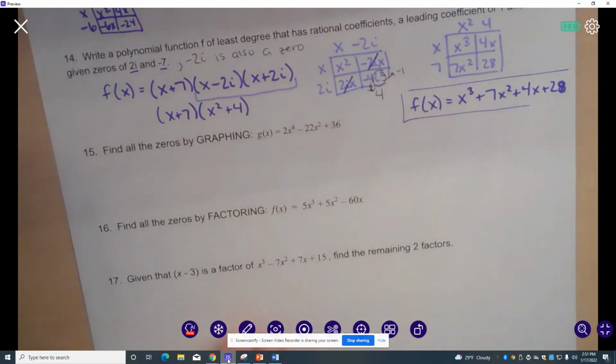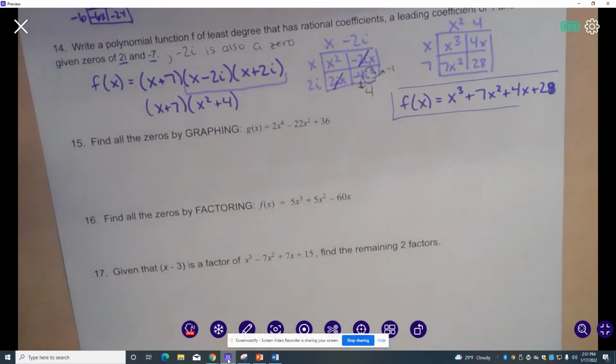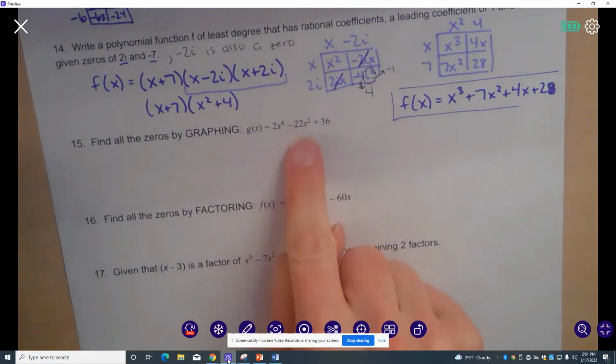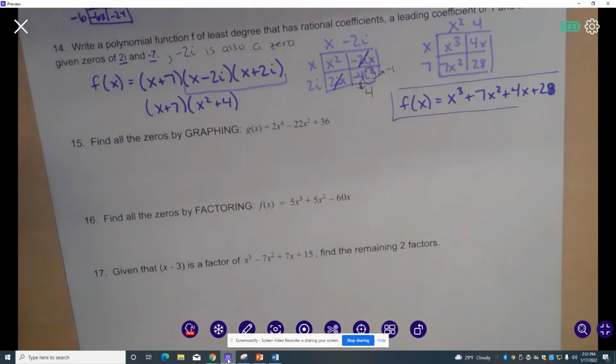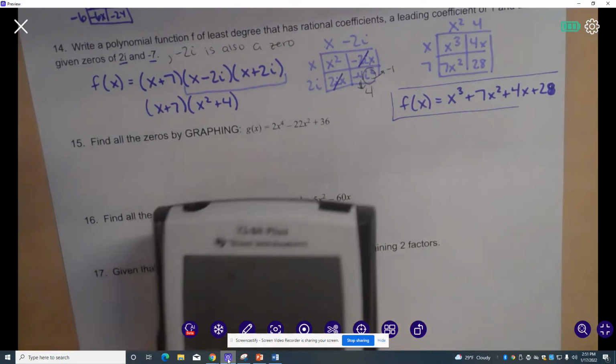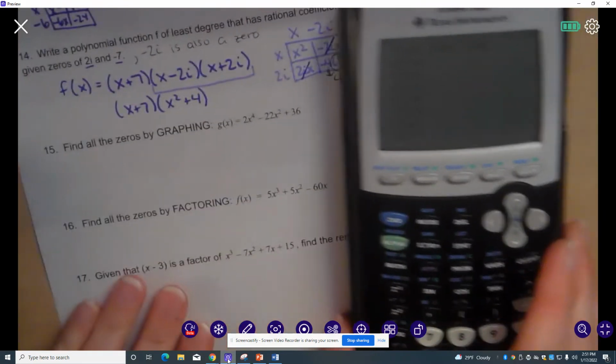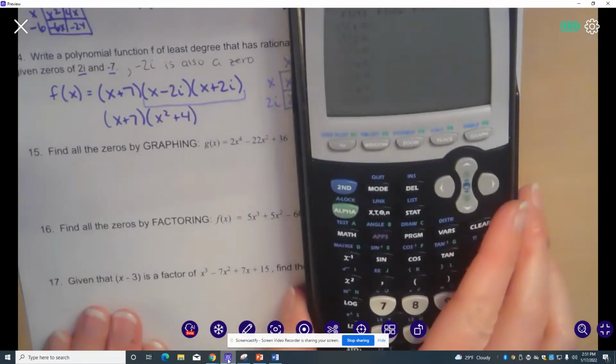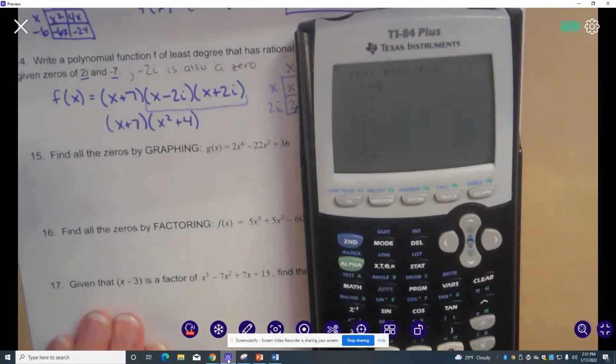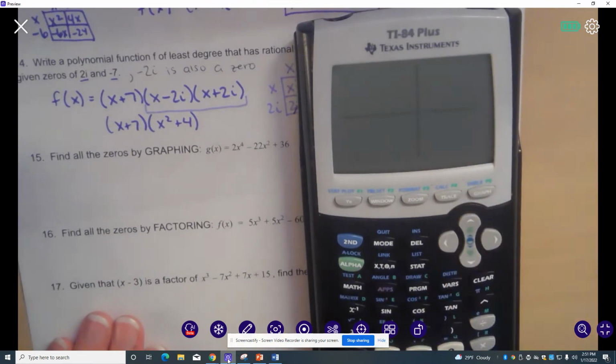This video will cover 15, 16, and 17 on the final exam review for Chapter 4. In 15, it wants me to find all the zeros by graphing. So I'm going to go ahead and take my graphing calculator and graph this function: 2x to the fourth minus 22x squared plus 36. I might have to adjust my window.